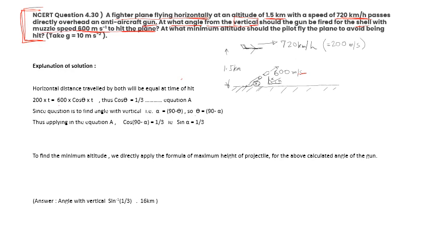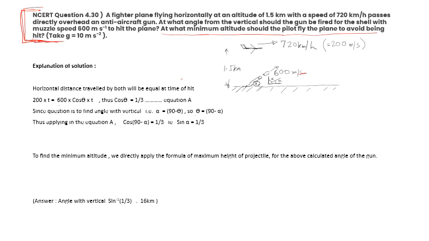So this solves the first part of the problem. The second question in the problem, let's look at the problem at the top again. What is the last line telling us? It asks at what minimum altitude the pilot should fly the plane to avoid being hit.